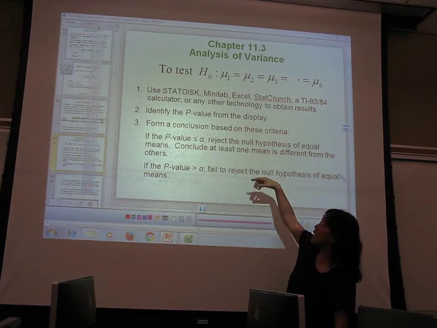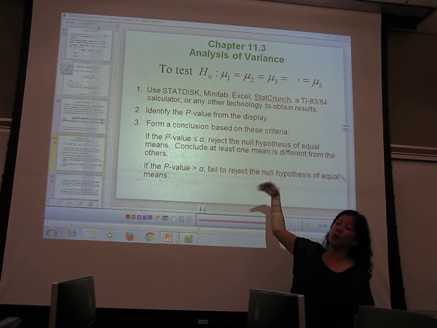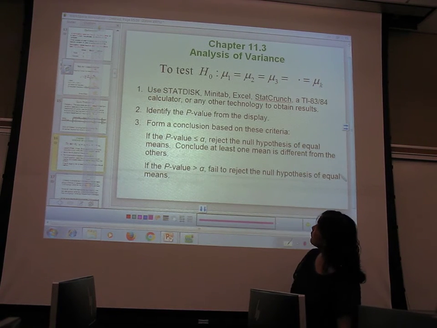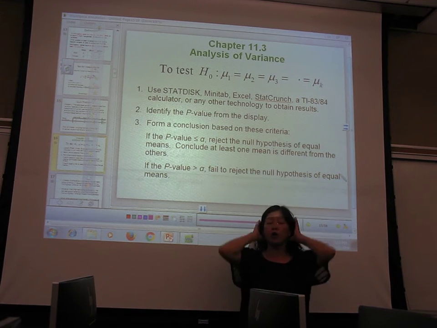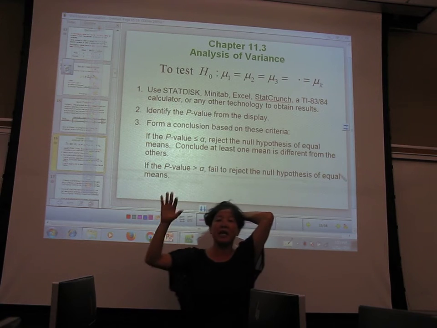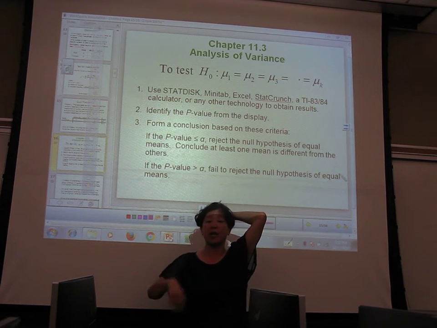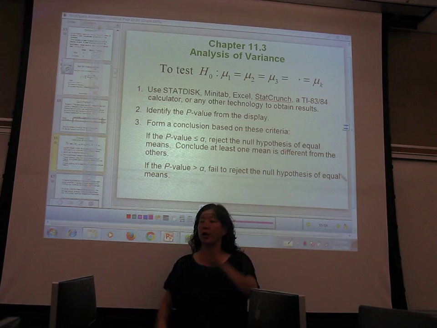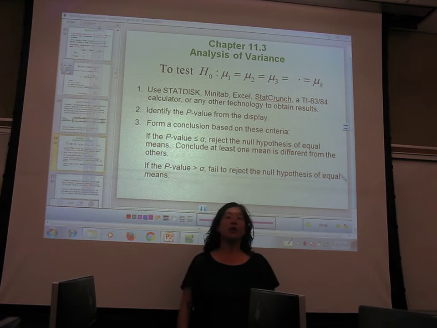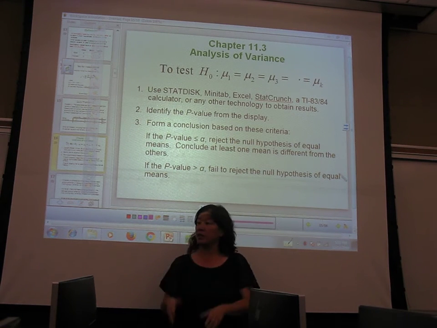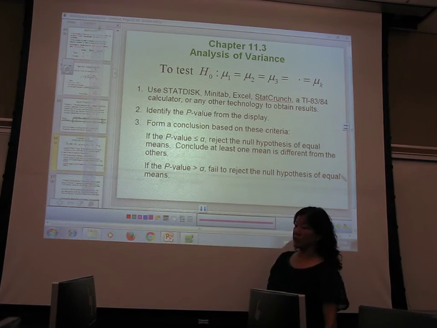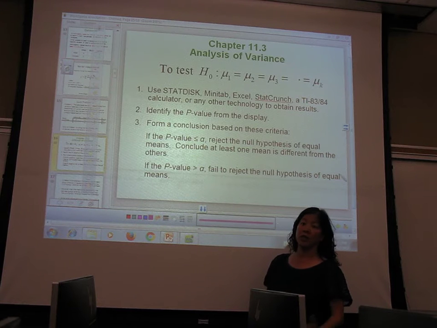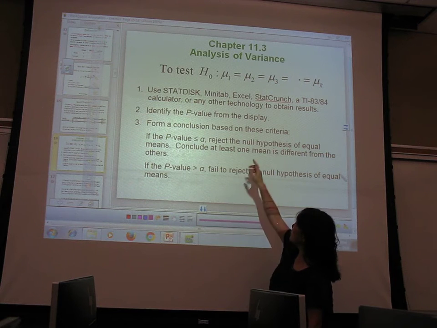So here our H naught is that the first mean equals the second mean equals the third mean equals the fourth mean, however many means you have. What we're given is several lists of data: list 1, list 2, list 3, list 4. We're going to put each list into its own list in the calculator, and then use a TI calculator to do stat test ANOVA of L1, L2, L3, L4, and that's going to give us a p-value.